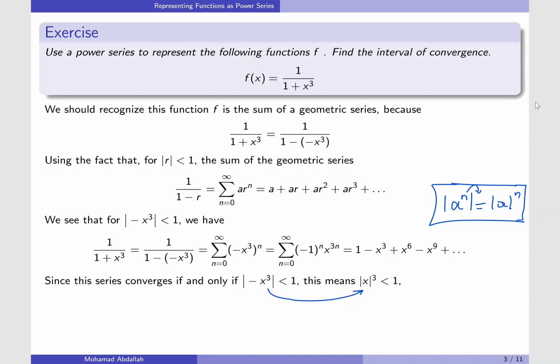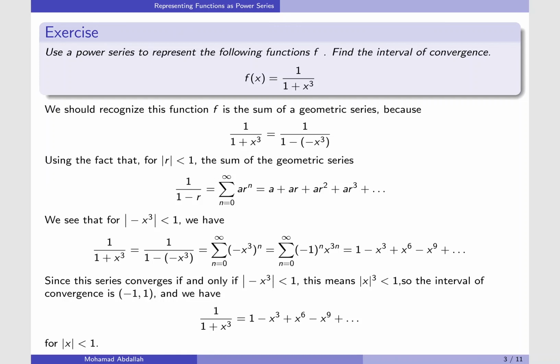So this means that the absolute value of x to the power 3 is less than 1. Again, that means that the interval will be from -1 to 1, because this is the interval of convergence, because absolute value of x to the power 3 is less than 1. This implies that absolute value of x has to be less than 1, because if x is bigger than 1, then when you raise it to the power 3, in terms of absolute value, it's going to be bigger than 1. So our final answer is this.